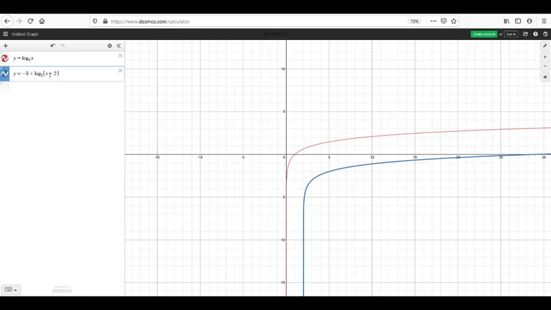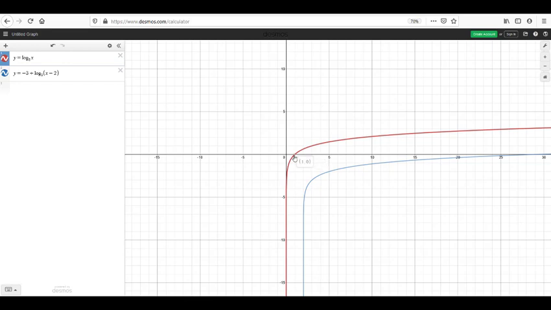So the minus 2 in the parentheses shifts it horizontally to the right in the positive direction 2. So it goes over 2, and then this minus 3 is a vertical shift. It shifts the graph down 3. So it goes to the right 2 and down 3 from the original graph. And we see that to be true.